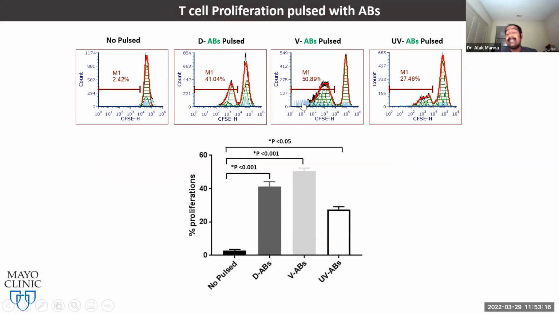They induce proliferation of the T cells. These are examples that we did by flow, and this is the cumulative data showing percent proliferation. DABs and BABs are the two kinds of ABs that we are moving forward with for treatment, and the proliferation is 40 to 50%.